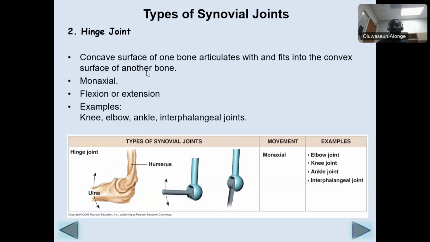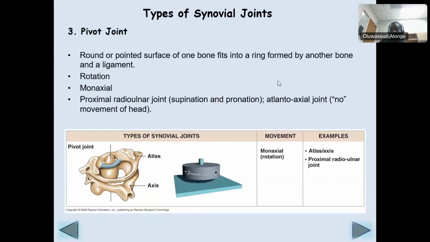Then the hinge joint are the joints that you see. We say they are concave surface of one joint. Now think about the hinge. The hinges are on the door. The door is held together by hinges to the frame. You see how the door can close. The door cannot make a circular movement, so it only moves in one axis. One axis is that it can open and close. All right, that kind of joint we call the uniaxial joint. It can flex and it can extend, and that's what you see in the knee joint. You see it in the elbow, in the ankle, and in the interphalangeal joint.